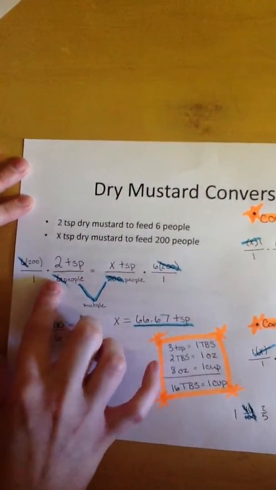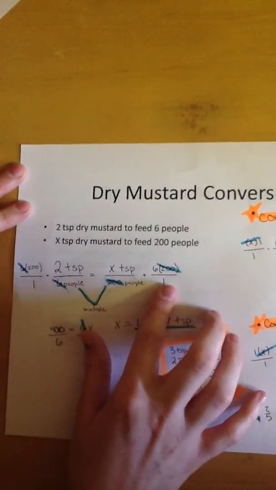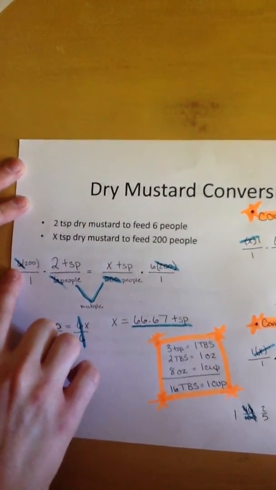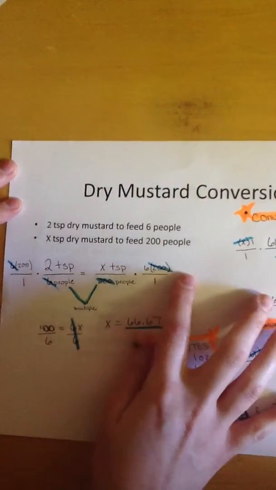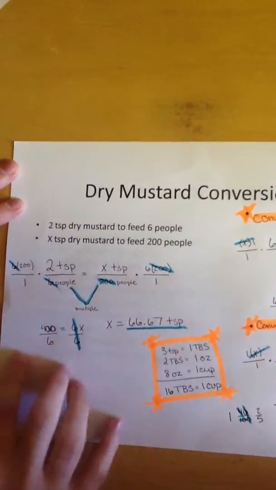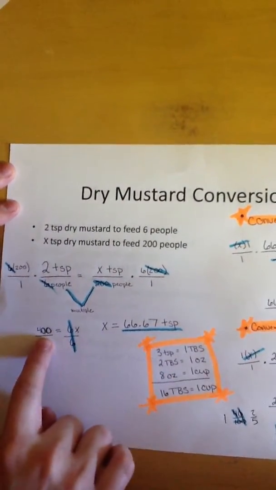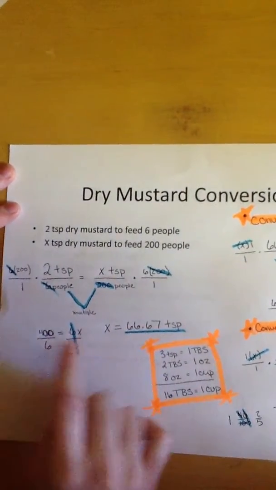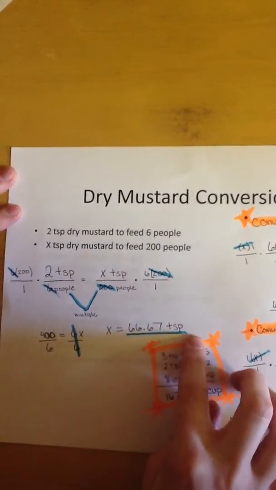So you're going to multiply the denominators, then you're going to multiply each side of the equation by the denominators here, and you get 6 times 200 on each side. You cancel out the 6, cancel out the 200, and so down here you end up with 200 times 2, which is 400, is equal to 6x. Divide each side by 6, so you're going to need 66.67 teaspoons.